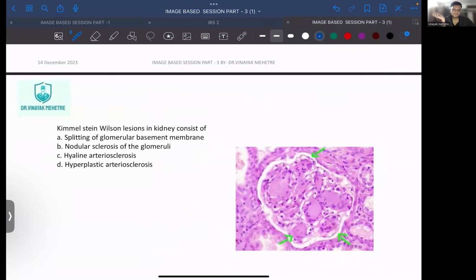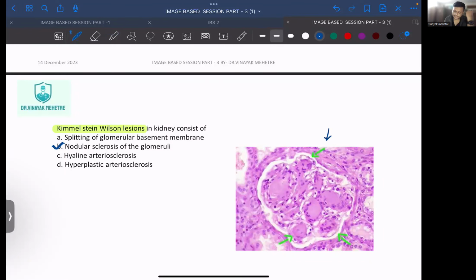What is this? Kimmelstiel-Wilson nodule. What is inside it? I just changed the name. The actual name is Kimmelstiel-Wilson nodule, right? What I did, I changed it to Kimmelstiel-Wilson lesion. Nodule is in its name, right? The name itself contains a nodule, so the answer will be nodular sclerosis of glomeruli, right? Nodular sclerosis of glomeruli. This is the answer.